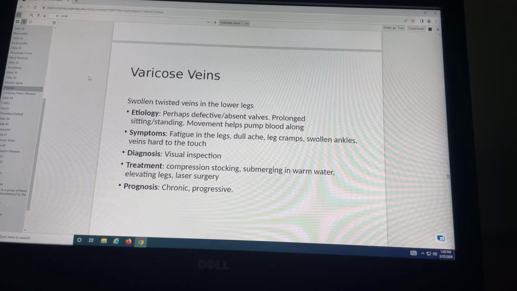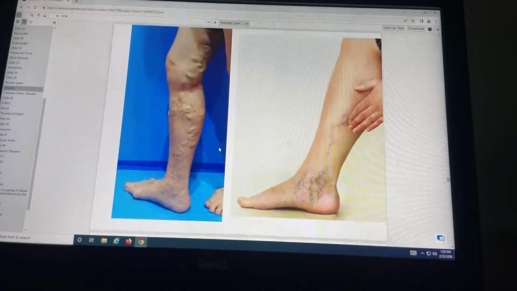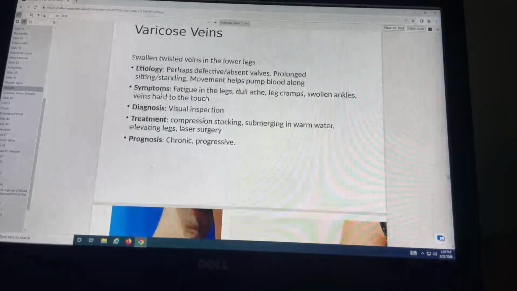All right, next one. This one is not life-threatening, so you're welcome. This is not one way to die. This is varicose veins. You've probably seen these on old ladies. They look like this. Ooh, that's a bad one. You've seen them. So this is a less bad one. It's very common in the elderly, especially little ladies.